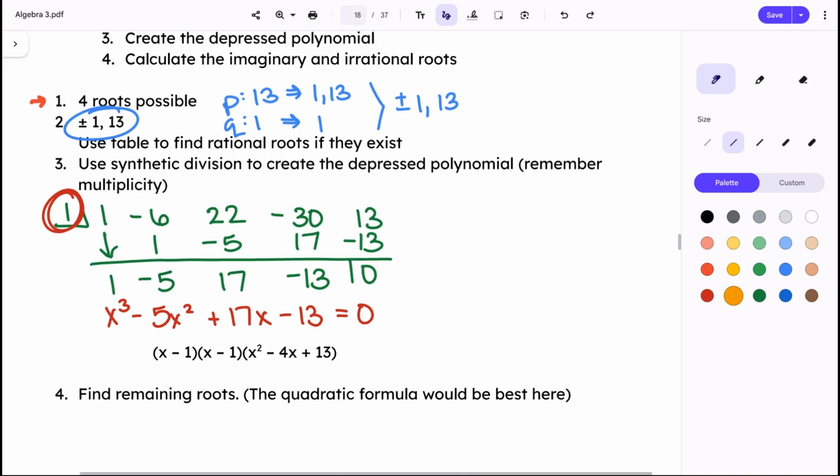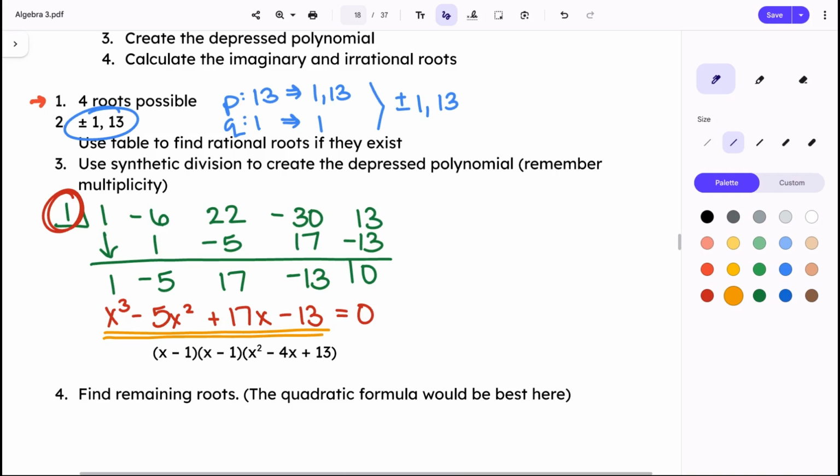But I want you guys to look at this equation. What's your P for this one? Ooh, not 1. 13, and Q is 1. So we have the exact same P's and Q's list that we did the first time. That won't always happen. You won't always get the same P's and Q's, but this one just happens to work out that way.